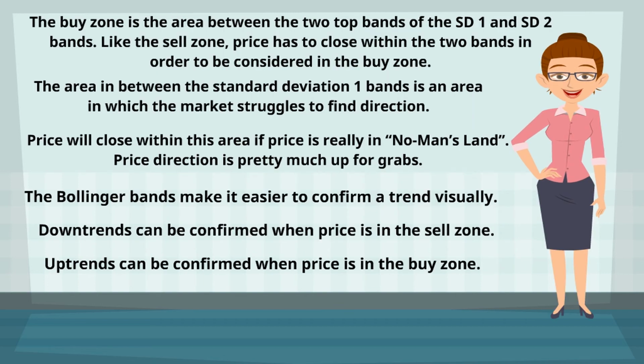The buy zone is the area between the 2 top bands of the SD1 and SD2 bands. Like the sell zone, price has to close within the 2 bands in order to be considered in the buy zone. The area in between the standard deviation 1 bands is an area in which the market struggles to find direction. Price will close within this area if price is really in no man's land. Price direction is pretty much up for grabs.